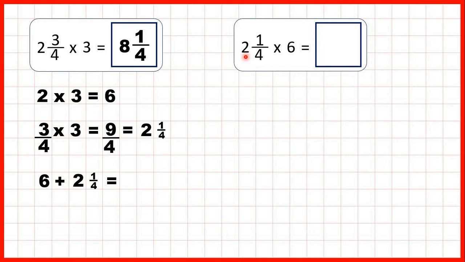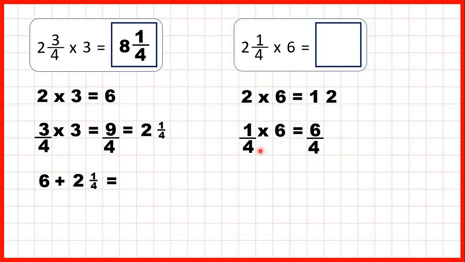Now let's try 2 and 1/4 times 6. Remember, we can multiply the whole number part of the mixed number first, then multiply the fraction part, then add up our answers. So 2 times 6 is 12, so we can work out 1/4 times 6 and then add up our answers. Again, remember, when we're multiplying a fraction by a whole number, we only multiply the numerator and the denominator stays the same. So 1 times 6 is 6, the denominator stays at 4, but now we have 6 quarters. Again, we've got the same problem.